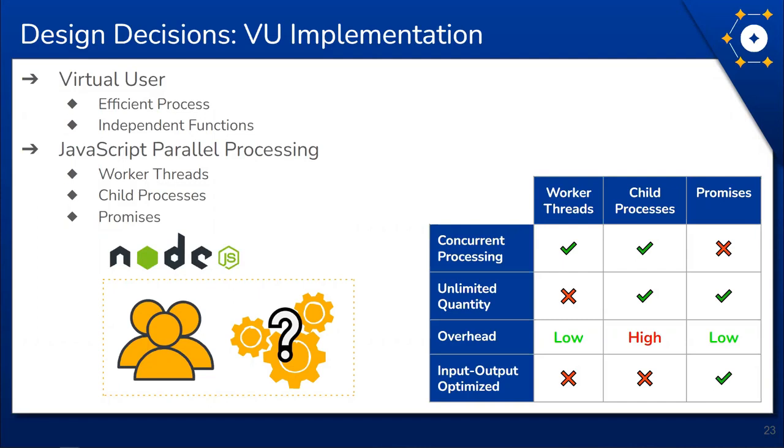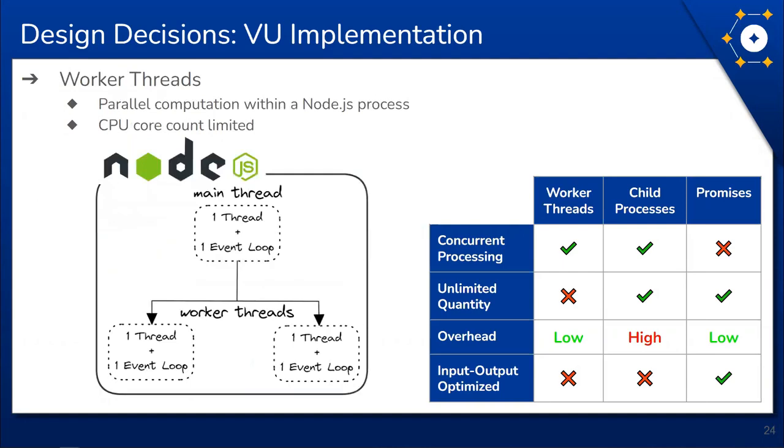We wanted to build the load generation tool using JavaScript, and there are several ways we could go about simulating users in Node.js, including promises, child processes, and worker threads. We evaluated these options by looking at their ability to perform concurrent processing, if they were limited in quantity, the processing overhead of running them, and how optimized they were for input-output tasks, such as making HTTP requests.